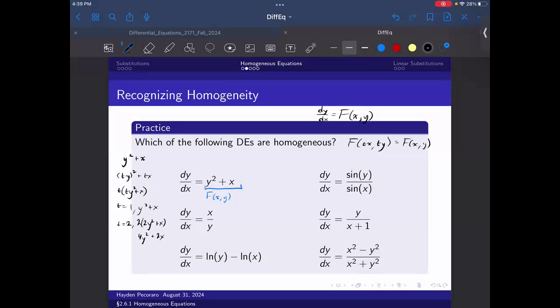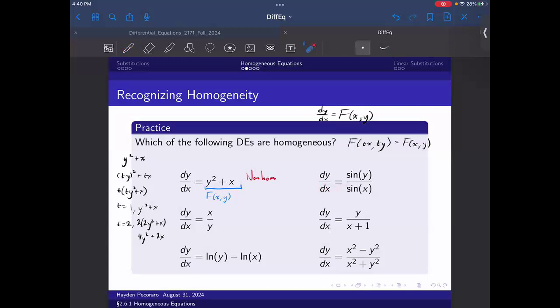Okay, so this is going to be non-homogeneous, right? It's not the same function for every value of t. It doesn't look the same on the right side here. So no, this one is not. So non-homogeneous. All right, what about that second one on the right side?